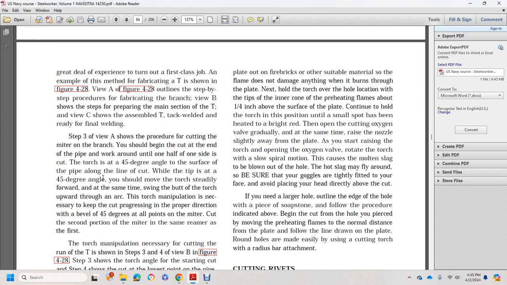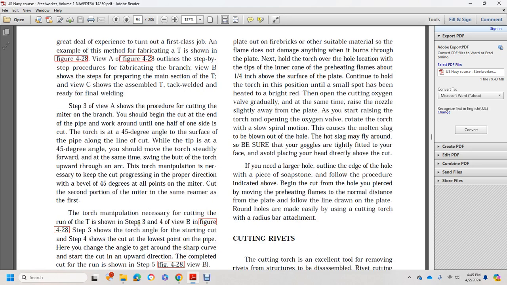Alright, step 3, view A shows the procedure for cutting the miter on the branch. You may shift the end of the pipe around until one half of the cut is on one side. Hold the torch at a 45-degree angle to the surface of the pipe along the line of the cut, with the tip back at a 45-degree angle. Move the torch steadily forward, at the same time swinging the butt of the torch upward over the arc. Torch manipulation is necessary to keep the cutting oxygen in the proper direction, bevel at 45 degrees at all points of the miter. Cutting the second portion of the miter is the same as the first.